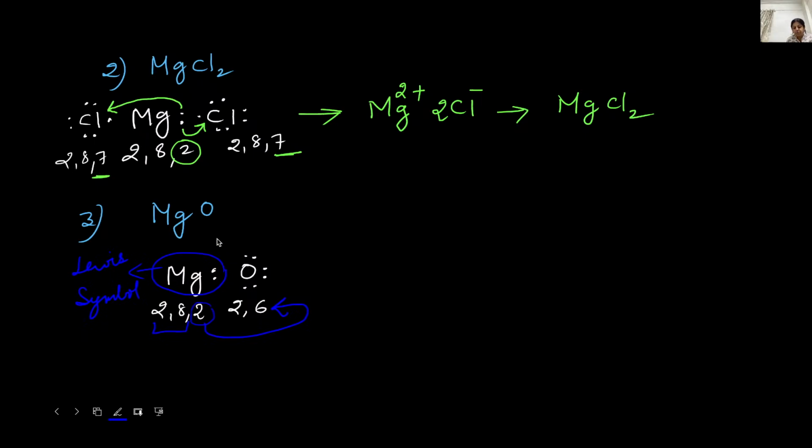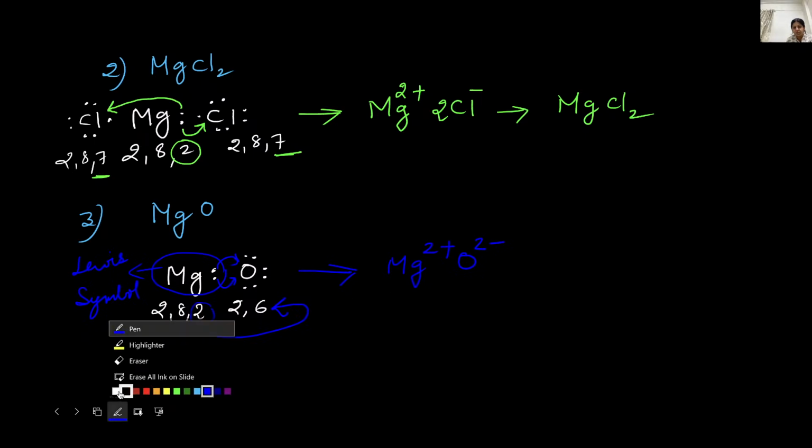In order to do this, what will magnesium acquire? It will acquire 2 positive charges, oxygen will acquire 2 negative charges, and there will be the formation of electrostatic forces of interaction between positive and negative charges, and the formation of the magnesium oxide molecule will be there.